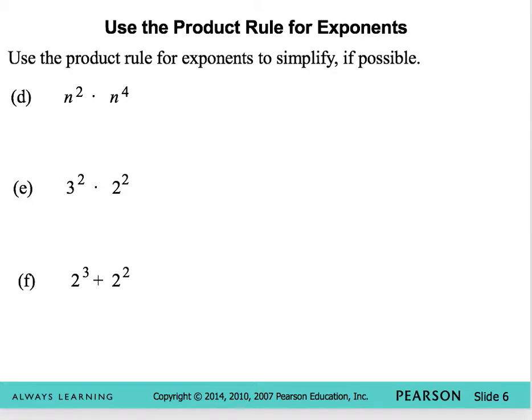Okay, use the product rule. Notice it says, if possible, the bases are the same, so you add the exponents. Uh-oh, the bases are not the same. I cannot use my exponent rule. Doesn't mean I can't simplify this, because I know 3 times 3 is 9 and 2 times 2 is 4, so that's 36. But it's not using an exponent rule.